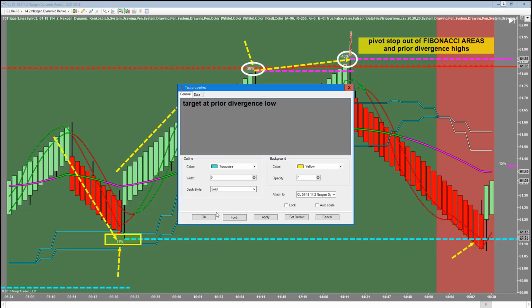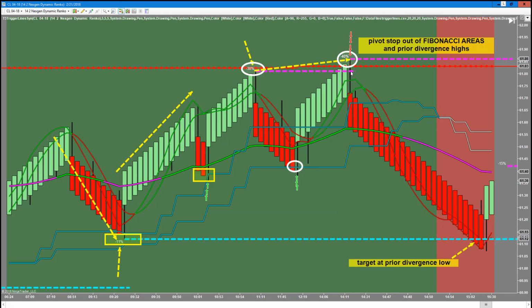right? So what happens is if you went short and you reached a prior divergence low, you can also use that line as a profit target. So in expecting, again, you can see it's really a pivot stop out of that last low just by a little bit, and then it bounces up.